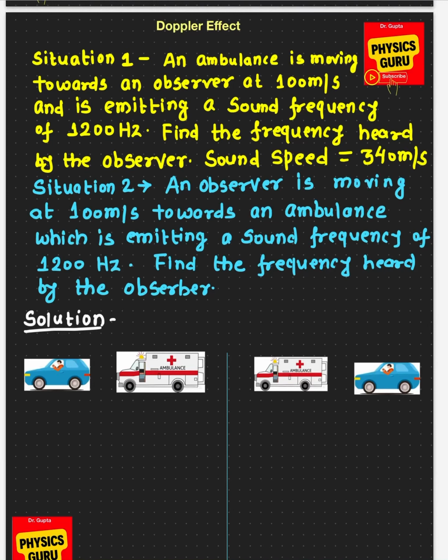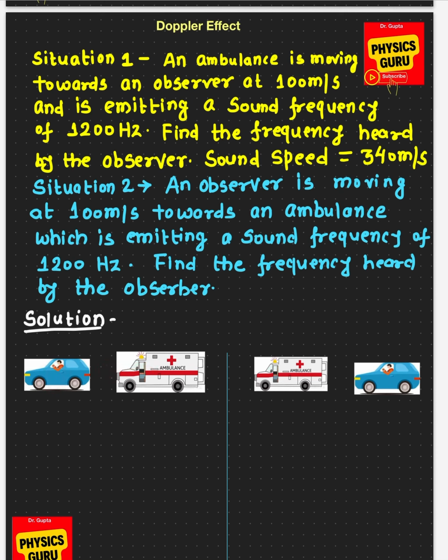This is a very interesting problem. In this problem, you have an ambulance which is moving towards an observer, and this observer is at rest. The ambulance is moving at a speed of 100 meters per second, and it is emitting a sound whose frequency is 1200 hertz, and the speed of the sound is 340 meters per second. So in this case, the observer is at rest and the ambulance is moving.